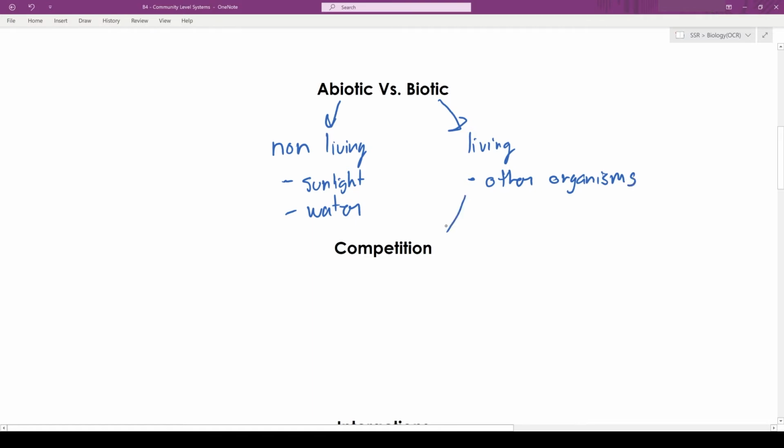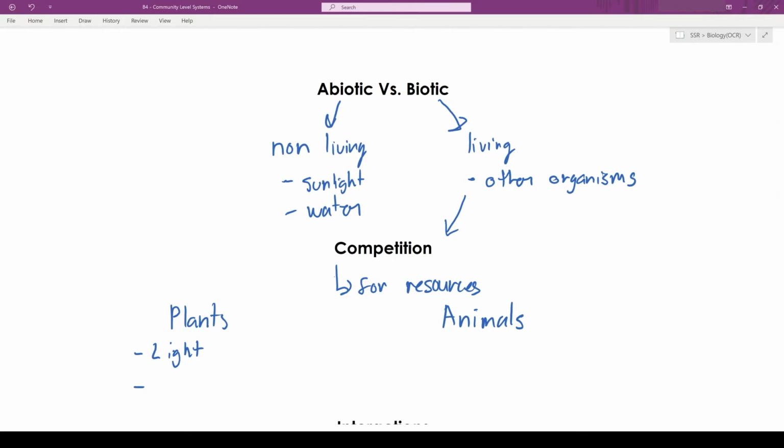These biotic factors will lead to competition between organisms for different resources. And there are some things that all organisms compete for, but there are some things that are specific to plants or to animals. If you think about a plant, it's going to need light in order to survive. So it may compete with other plants, trying to shade them out so that it can win, or trying to grow faster so that it gets to the sunlight first and casts its shadow on other things.